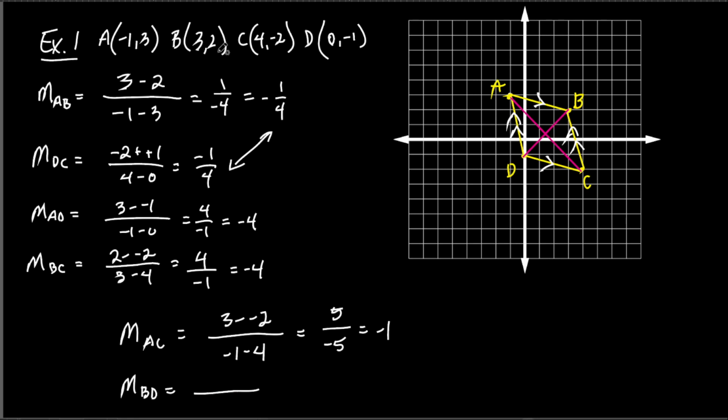All right, here's B and there's D. Let's subtract the y's: 2 minus negative 1. And let's do the x's for BD, which is 3 minus 0. What's that? 3 over 3, which is 1.